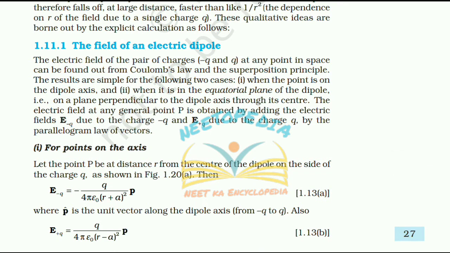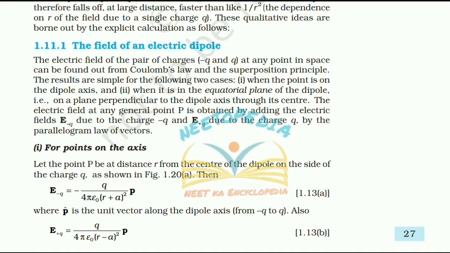1.11.1 Field of an electric dipole. The electric field of the pair of charges at any point in space can be found out from Coulomb's law and the superposition principle. The results are simple for the following two cases: number 1, when the point is on the dipole axis, and number 2, when it is on the equatorial plane of the dipole, that is, on the plane perpendicular to the dipole axis through its center.